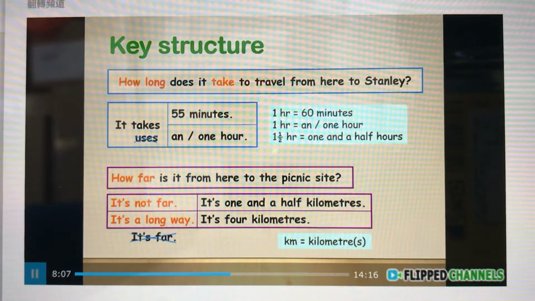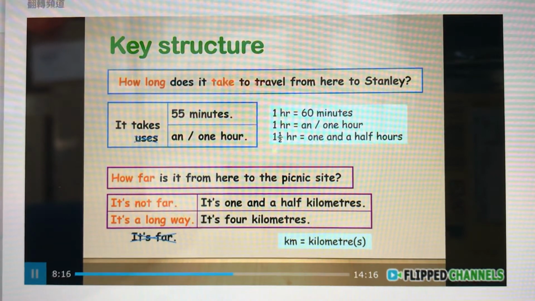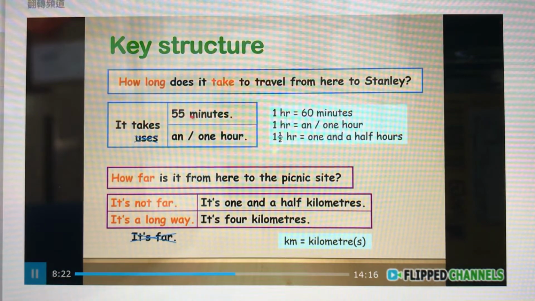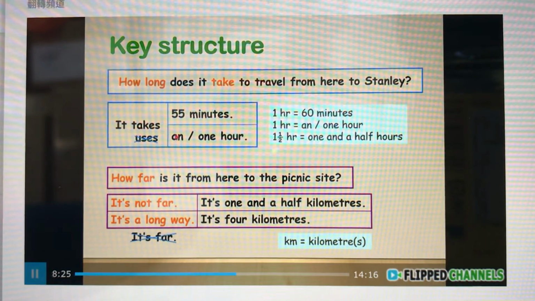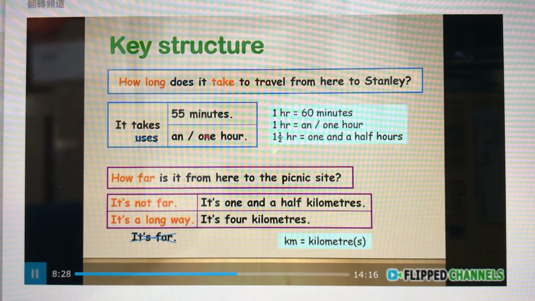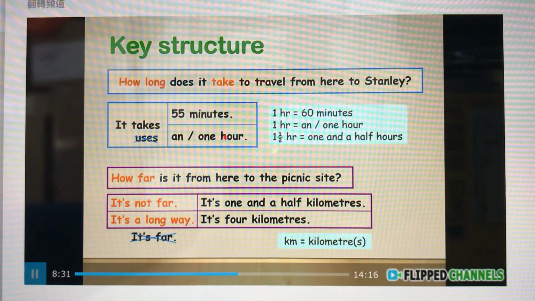So you can see the key structure for this unit. Let's revise it together. How long does it take to travel from here to Stanley? It takes 55 minutes. It takes an hour. It takes 1 hour. How far is it from here to the picnic site? It's not far. It's 1.5 kilometers. It's a long way. It's 4 kilometers.